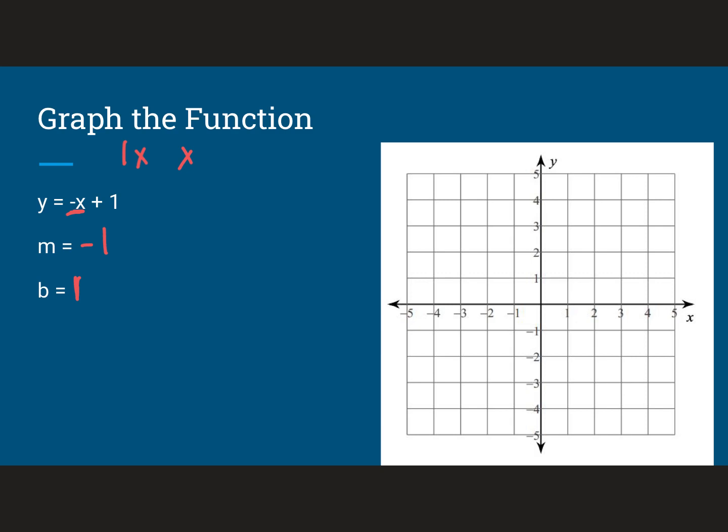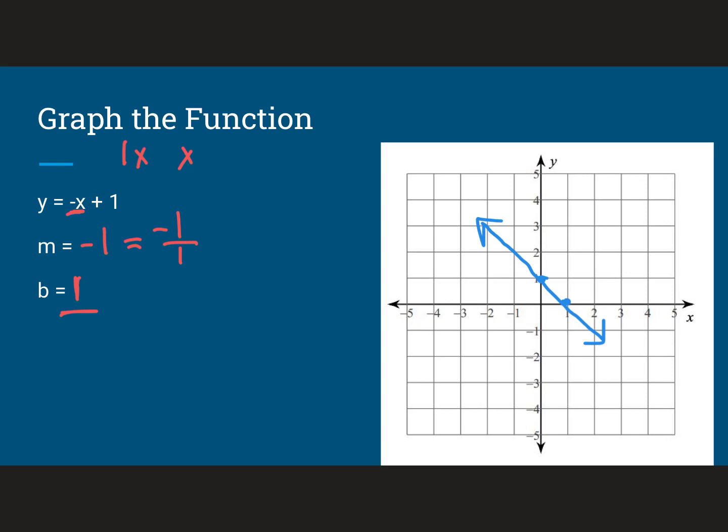Okay, so remember, if there is nothing in front of your x, there is a 1 there. We just don't bother writing it. Okay, so again, I'm going to rewrite my slope as a fraction. It's going to be negative 1 over 1. My y-intercept here is a positive 1. So I'm going to start off by putting a dot at 1 on my y-axis. And then my slope says I go down 1, right 1, so it'll be right there. And then I can just draw my line. It's that easy.